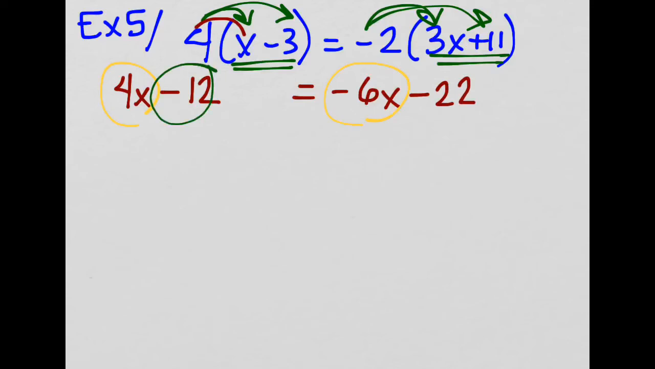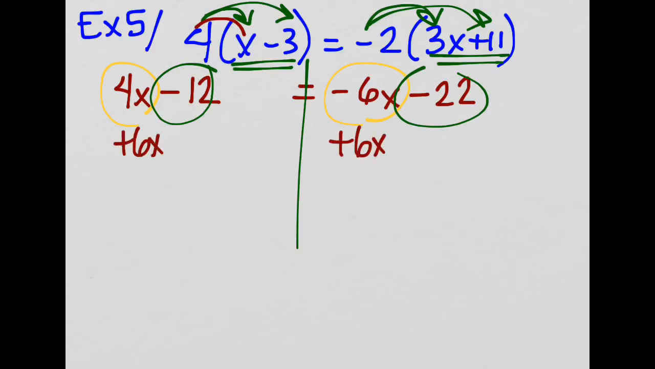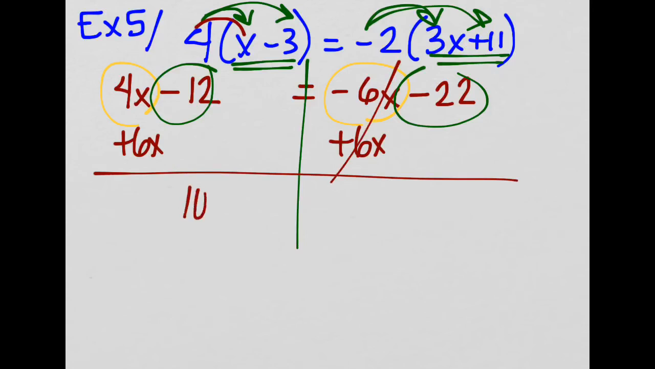We'll just have to combine these now. Remember, if you want to continue to draw a line through that. All right, I'm going to add 6x to the right and to the left, so that I can get rid of my 6x on my right side. That gives me 10x minus 12 is equal to negative 22.